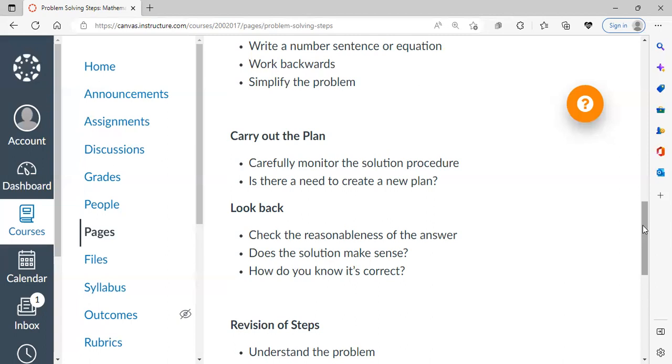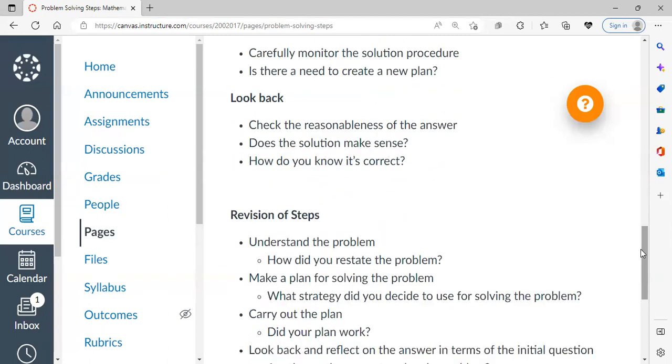So let's do a revision of the steps in the problem solving process. We should understand the problem. By understanding the problem, you're gonna see how we restate the problem, which is leaving out some of the first word and then just have the problem as is, right? I'm gonna show you how we do that when we look at the problem. We'll also make a plan for solving the problem. This is what strategy we decide to use for solving the problem. All right.